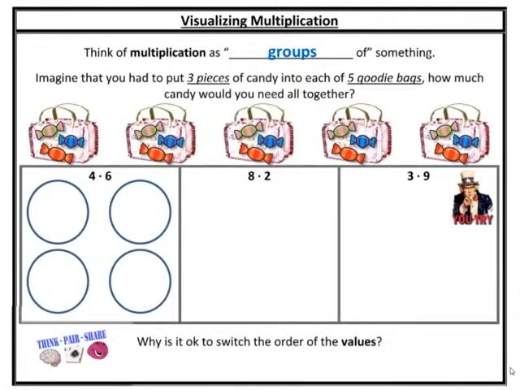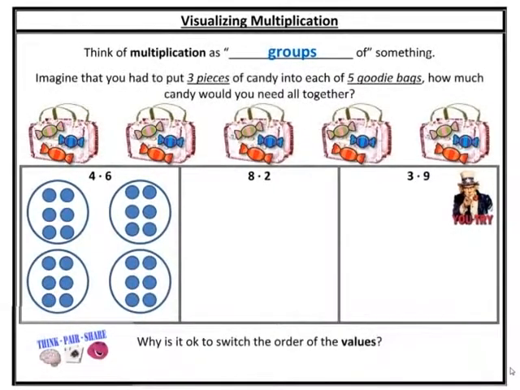Let's consider 4 times 6. That's 4 groups of 6. So I have my 4 groups drawn out. I'm going to put 6 in each of the 4 groups. Altogether, if I counted them, I have 24 dots or circles.